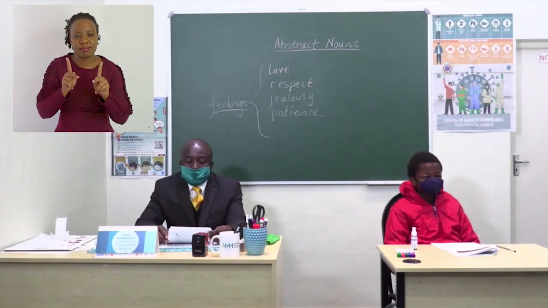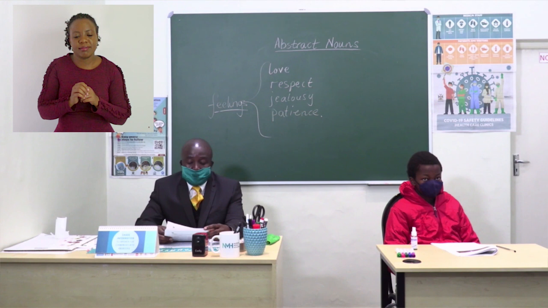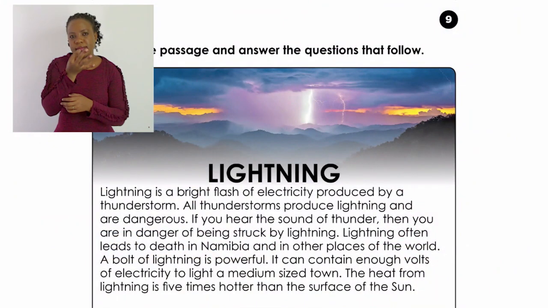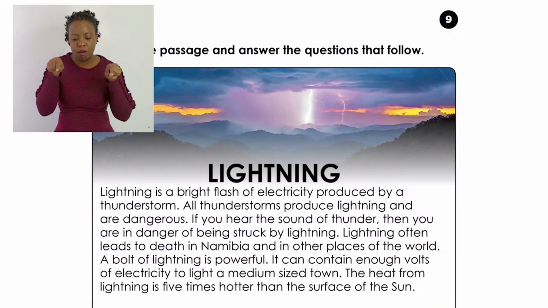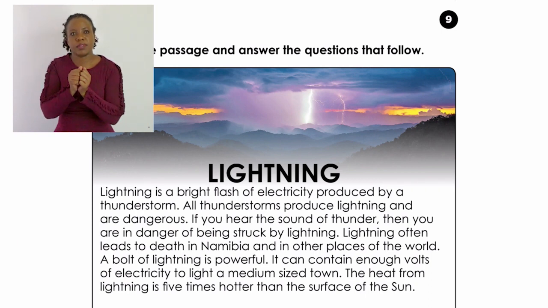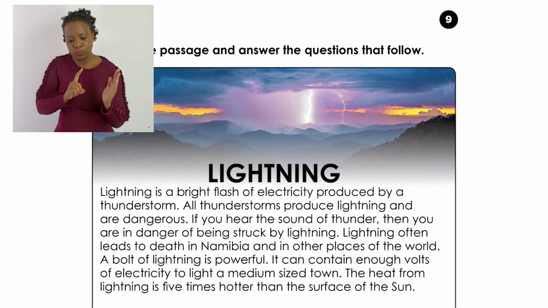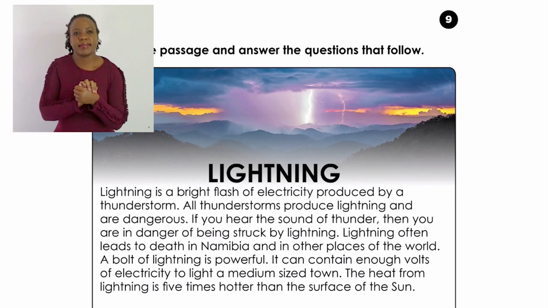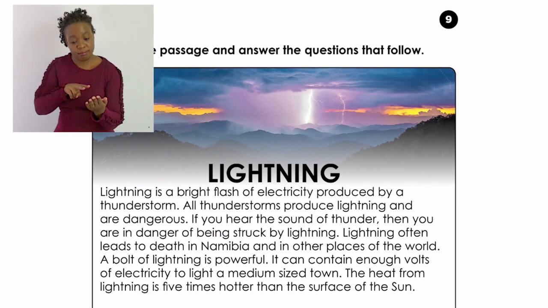Right, boys and girls. Let us turn to page 9. There is a comprehension passage there. Let's read it through together. And then on the next page, which is page 10, there are some questions which are supposed to be answered by you after reading the comprehension. Make sure you follow through and you understand the passage so that you will be able to answer. Read the passage and answer the questions that follow.